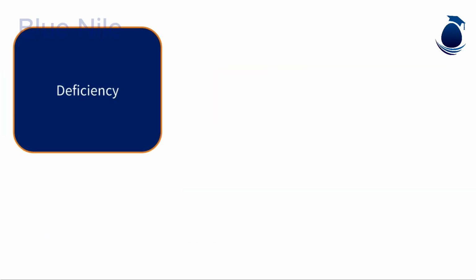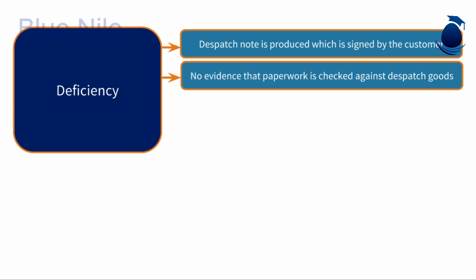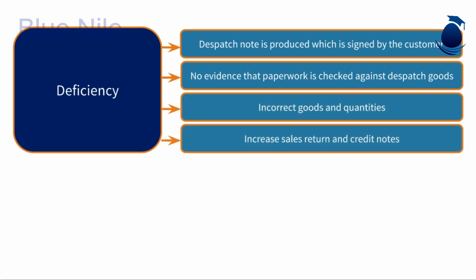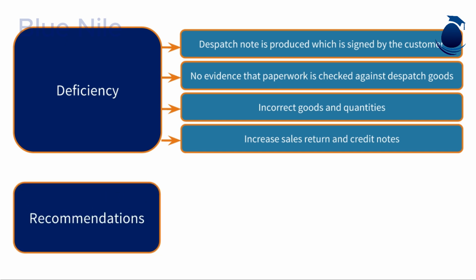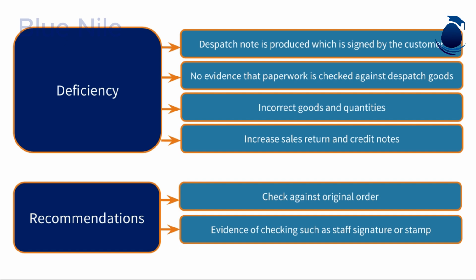During the dispatch process, a dispatch note is produced, which is signed by the customer and then filed by the dispatch staff. There is no evidence in the scenario that this paperwork is checked against the dispatched goods or the original order form. Dispatch note details may not agree with the goods sent out or the order form, which could mean incorrect goods and quantities, and an increase in sales returns and credit notes. The dispatch note details such as quantities and product type should be checked against the original order and the goods leaving. There should be evidence of checking this, such as a staff signature or stamp.